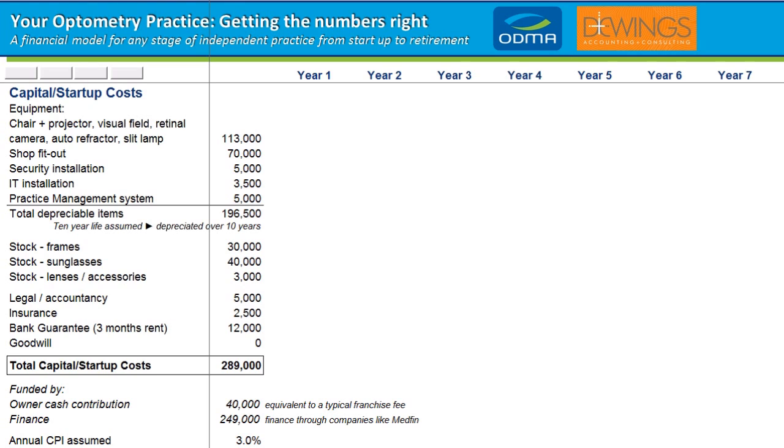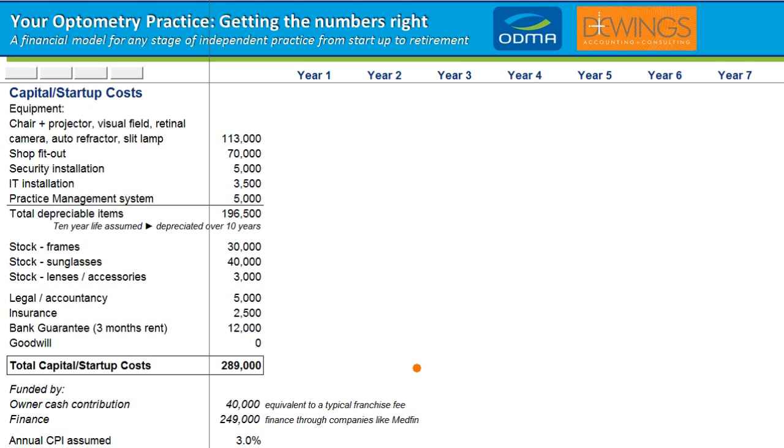Now, for an optometrist, there are some very unique costs and circumstances associated with running an optometry practice, and so this model takes those into account. The sample data that we're going to be using for this demonstration is taken from a real-life startup. The model itself can be used for any stage of independent practice, which means it doesn't have to just be for startups. It can also be used by an established practice.